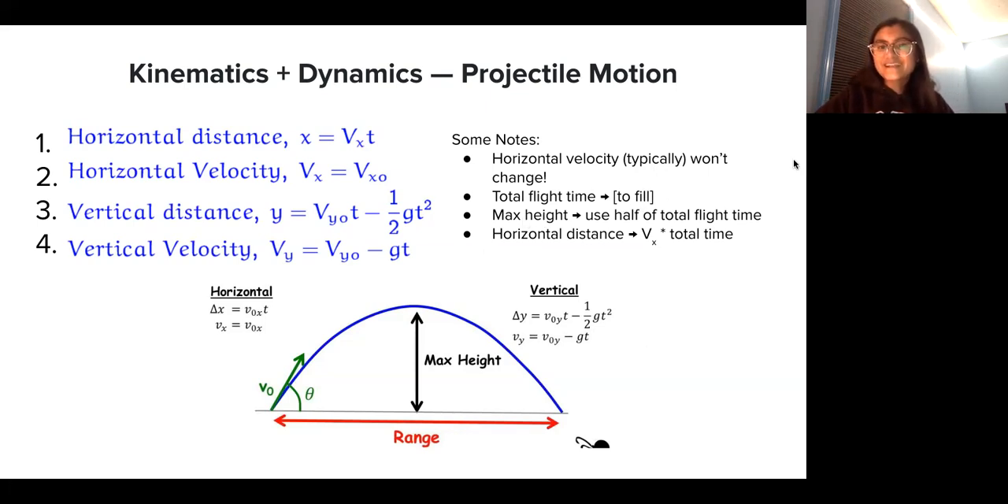But yeah, some things they might ask: the total flight time. If they ask for something like the max height, what you can do is just use half the total flight time and plug it into one of your equations. And I also talked about horizontal distance. So just an overview of projectile motion.